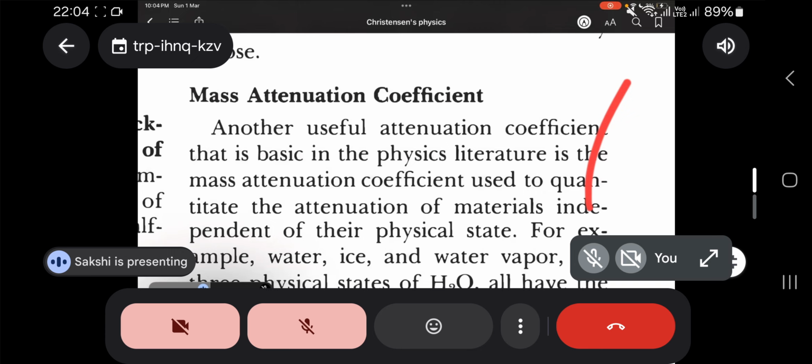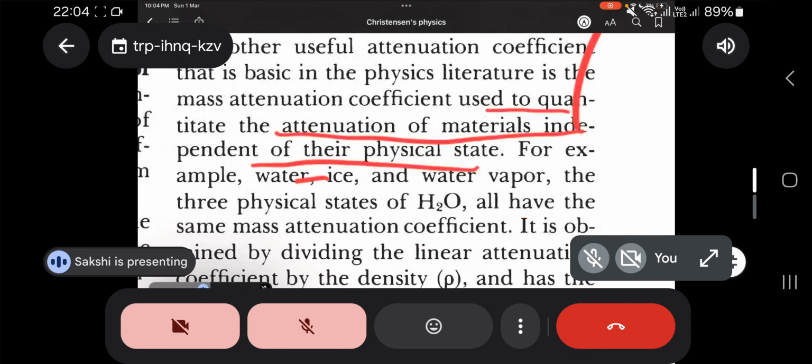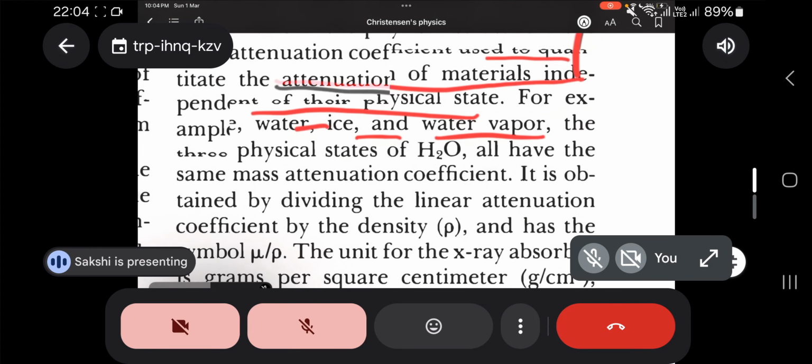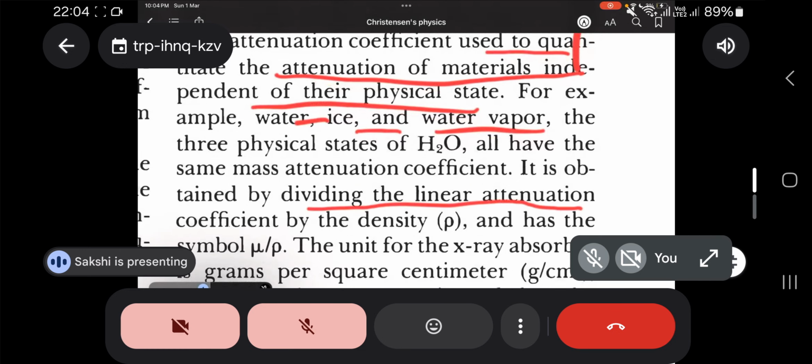Mass attenuation coefficient, they are also writing it, is used to quantitate the attenuation of material independent of their physical state. Maybe it is water, maybe it is ice, maybe it is water vapor, but it all will depend on their densities. So it comes simply by dividing the linear attenuation coefficient, whatever we have read, by density. Density is denoted by rho. Then you will get the mass attenuation coefficient, and the symbol will be mu by rho. Please write it down, first the definition and then the symbol also.